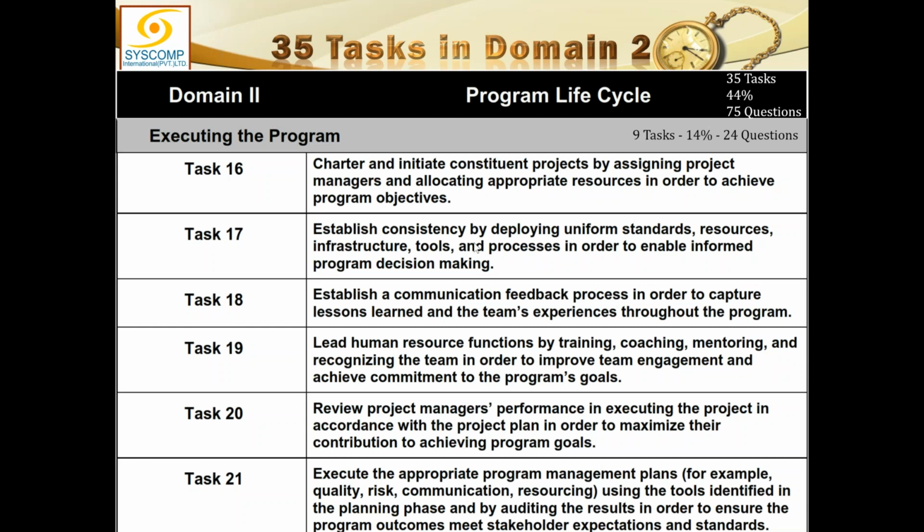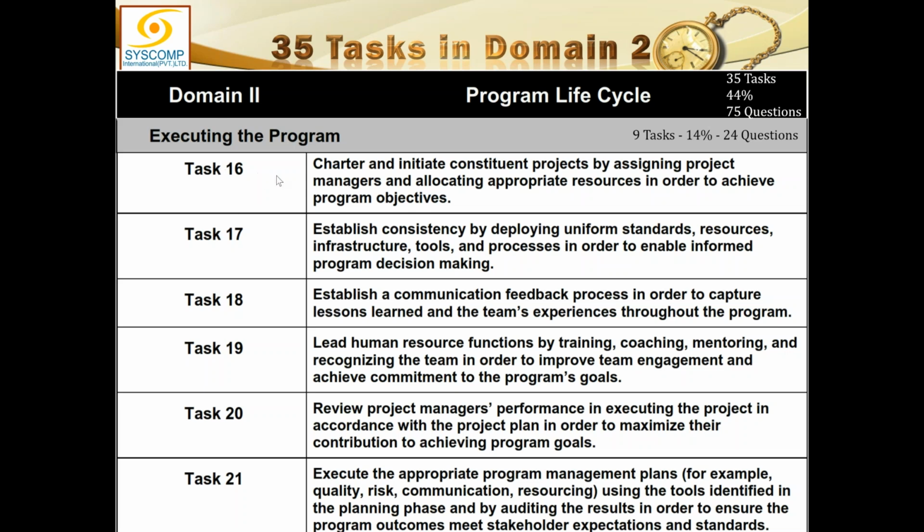We had done till planning, initiation and planning. We have discussed 15 tasks. So remaining tasks, we are moving on to the execution first. In execution, we have got 9 tasks, and in a sequence of program lifecycle, this is the 16th task.